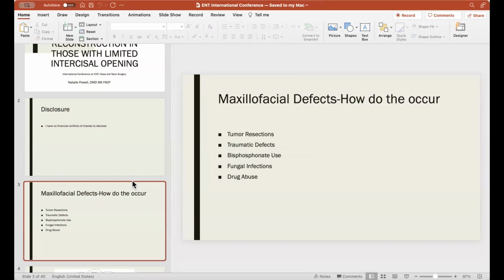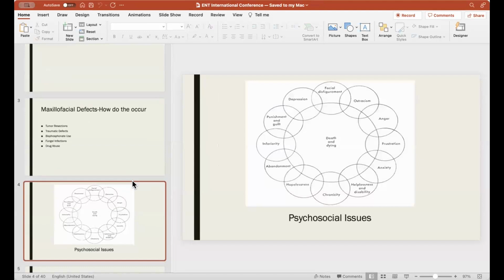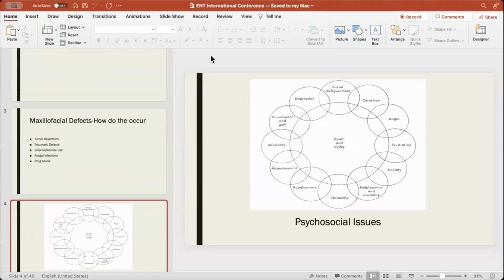Maxillofacial defects can occur from tumor resections, traumatic defects, bisphosphonate use, fungal infections, drug abuse, amongst other things. And most of these patients, unfortunately, end up with a lot of psychosocial issues. They have facial deformities, and in many cases end up with a lot of speech issues, a lot of eating issues, and end up with a lot of anxiety and frustration. And so it is very important to try to rehabilitate these patients in an adequate manner.